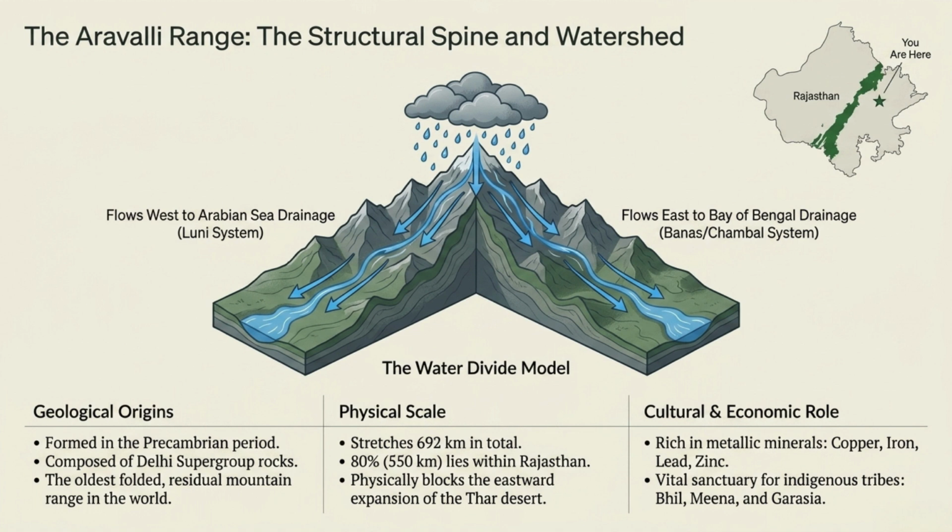Composed of Delhi supergroup rocks from the Precambrian period, this is the oldest folded, residual mountain range in the entire world. It acts as a grand water divide model.